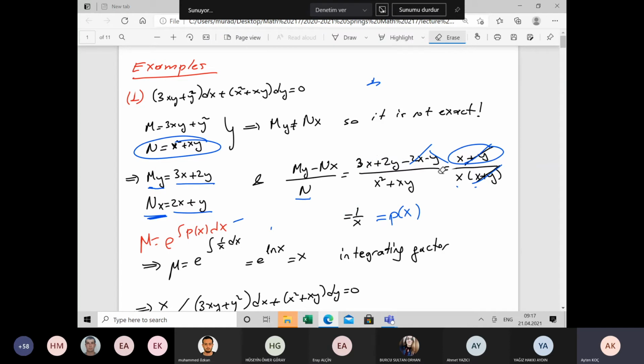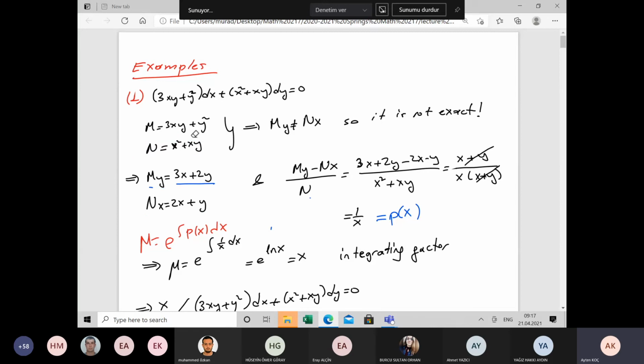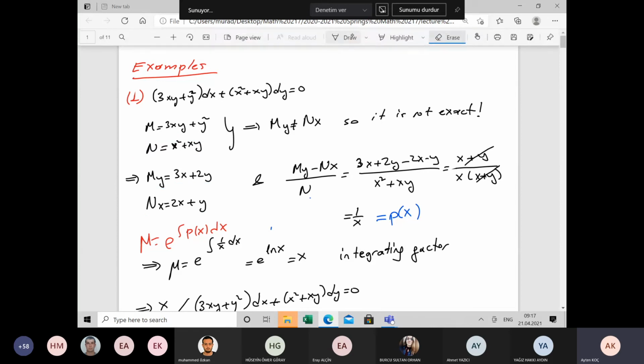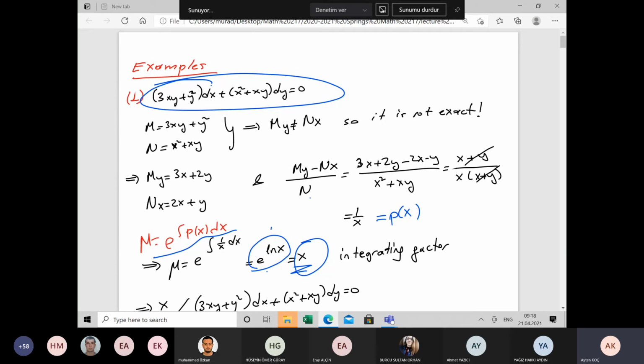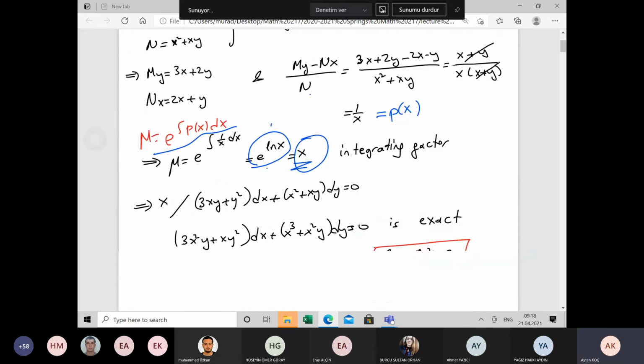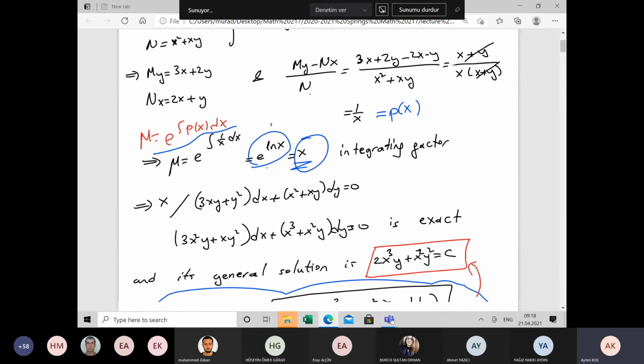So yes, this quotient is appropriate to get the mu, the IF. The formula for mu is e to the integral of p dx. p of x is 1 over x, so this integral gives ln x. We know that e to the ln x is x. So mu is x, which means take our differential equation and multiply by x. We claim that the new equation should be exact. So multiply by x, and then we obtain this one.